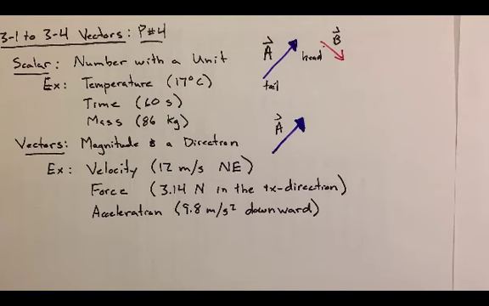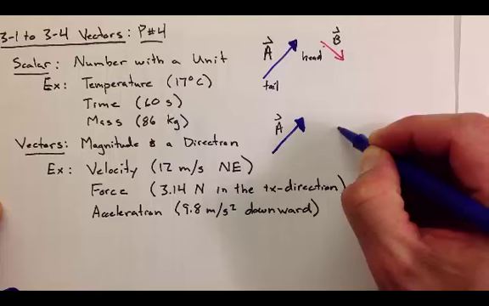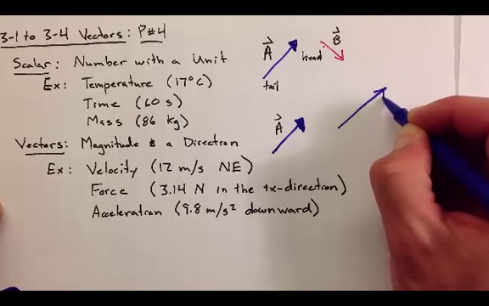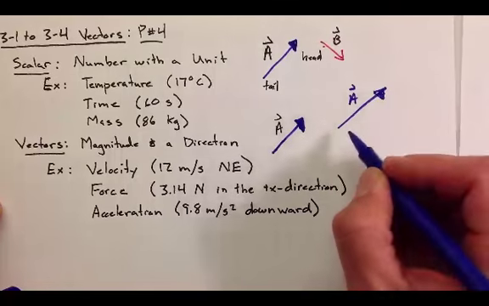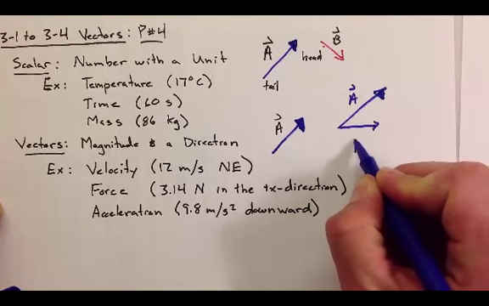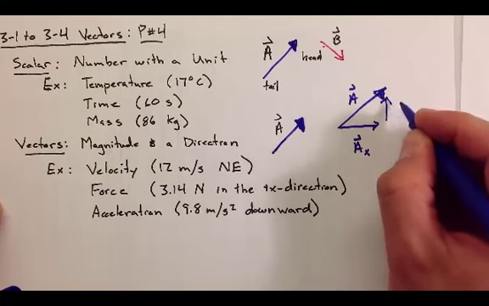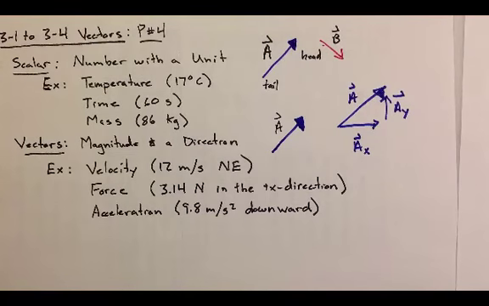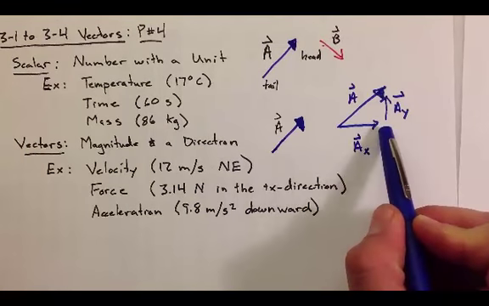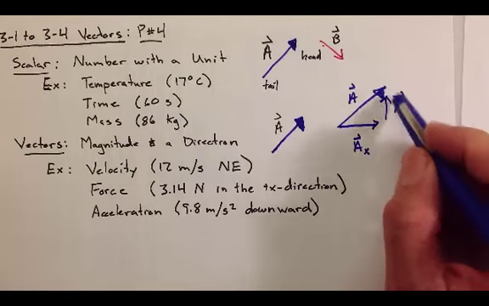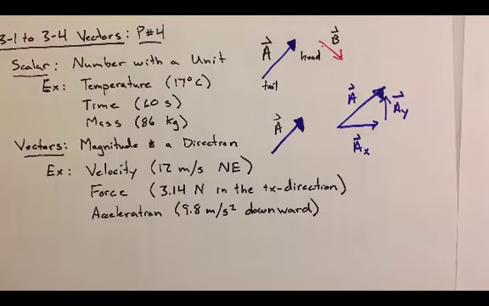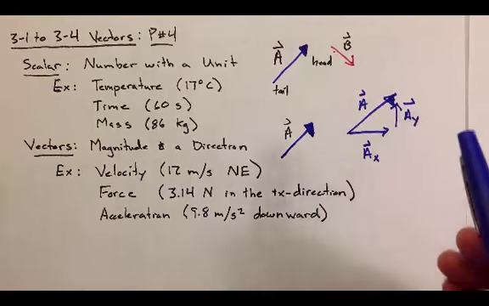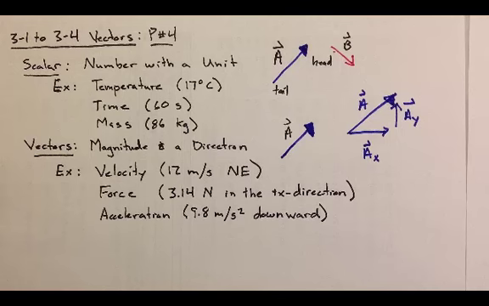Okay. What else can I tell you? A lot of times we will take a vector and break it up into its x and y components. So if this is vector A, this would be vector AX, and this would be vector AY. A component vector is always parallel to the axis, all right? So AX is always horizontal like this. AY would be vertical like this. And we say AX and AY are the components of vector A.